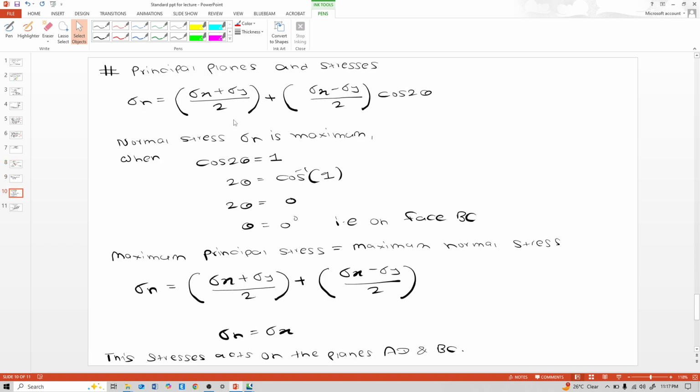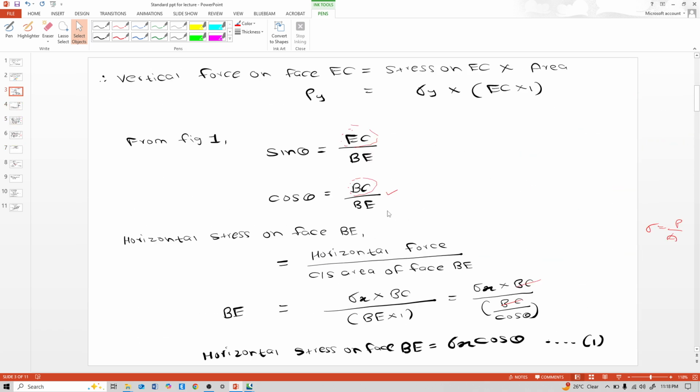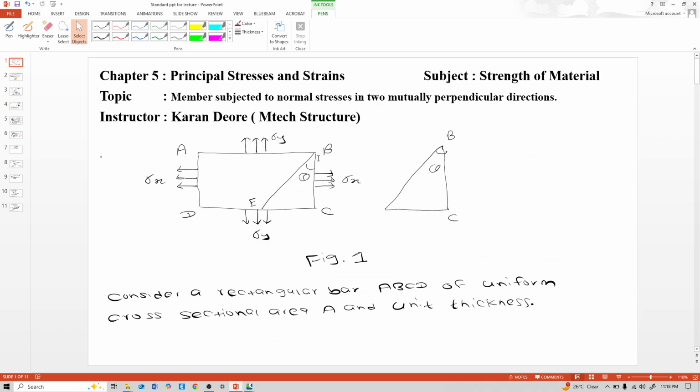Now principal planes and stresses. Again, equation 3 becomes: normal stress sigma n is maximum when cos 2 theta is equal to 1, so 2 theta is equal to cos inverse of 1, which is 0, so theta is equal to 0 degree. What is theta? Theta is the angle between this cross section and this inclined plane BC. If theta is 0, then only this remains on plane BC.